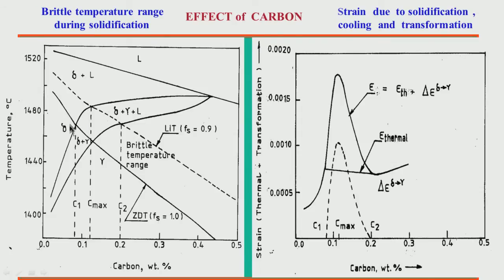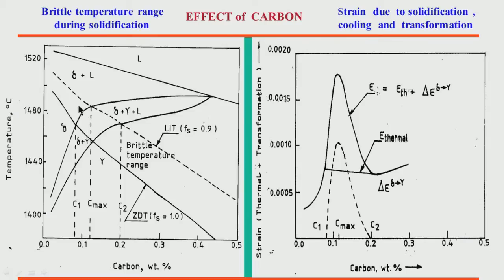What is the brittle temperature region? This dotted line and this line. That means at a point between 90% solid fraction and 100% solid fraction. So, solidification is getting complete at this particular temperature. So, here within this temperature range above C1, this transformation from delta to gamma is taking place.